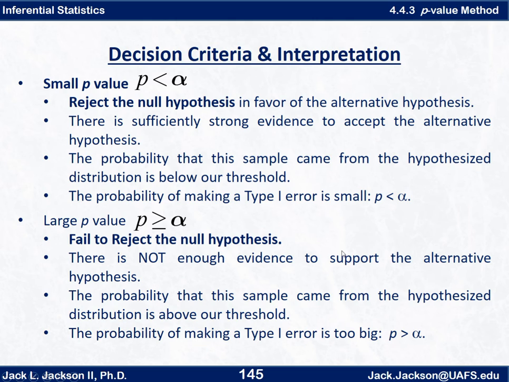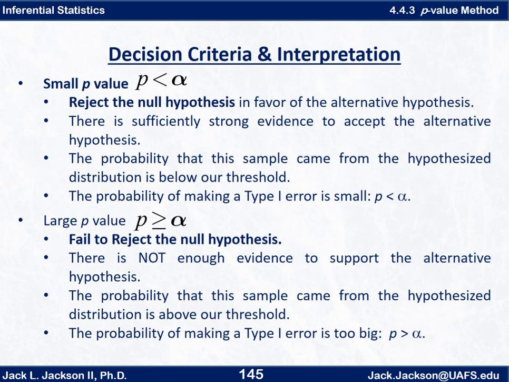So the decision criteria is basically this. If you have a small p-value, you want to reject the null hypothesis. How small? Well, less than whatever you choose for alpha. So in this case, if p is small, less than alpha, like we had here, then we reject the null hypothesis in favor of the alternative hypothesis. We conclude that there is sufficiently strong evidence to accept the alternative hypothesis and reject the null.